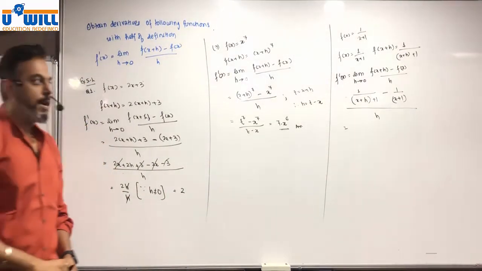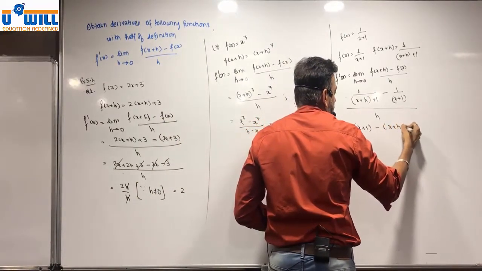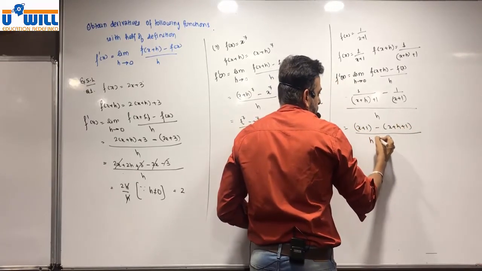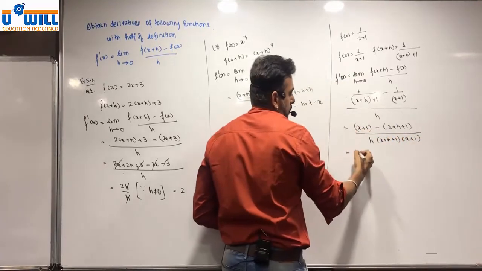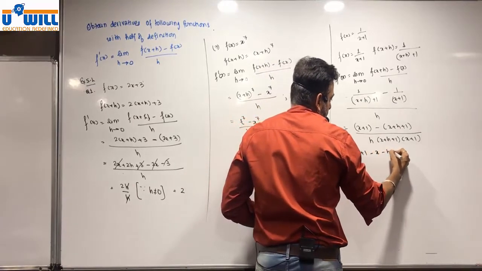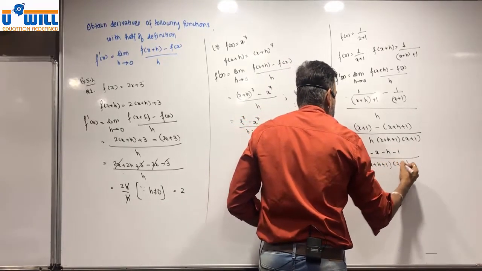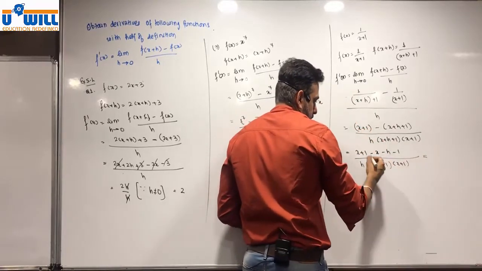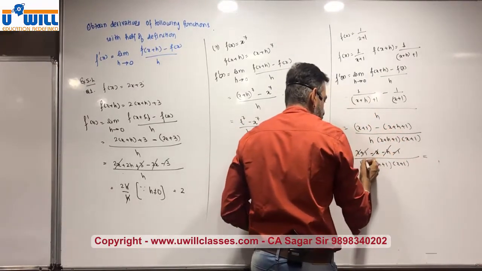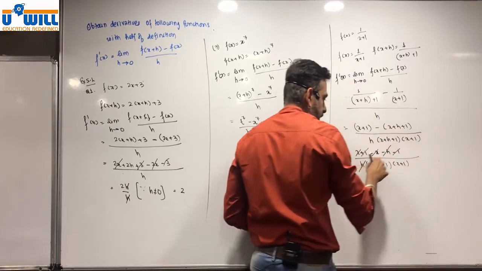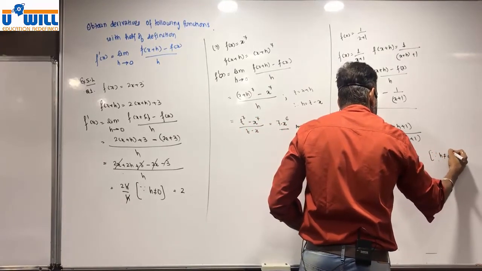क्रॉस मल्टीप्लाई करेंगे और ब्रैकेट्स ओपन कर देंगे। x plus 1 minus x plus h plus 1 upon h into x plus h plus 1 into x plus 1, which is equal to x plus 1 minus x minus h minus 1 upon h, x plus h plus 1, x plus 1, which is equal to 1 cancel, x cancel, minus h upon h cancel, minus h upon h cancel because h is not equal to 0.